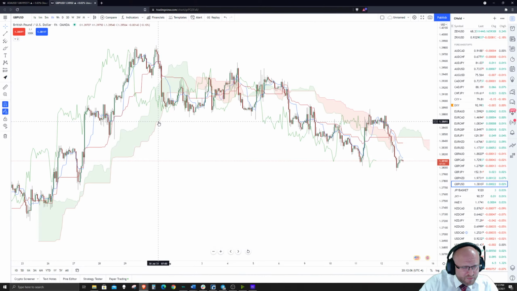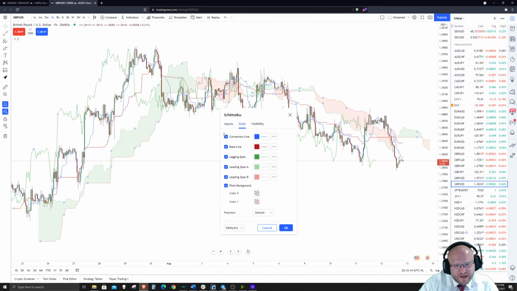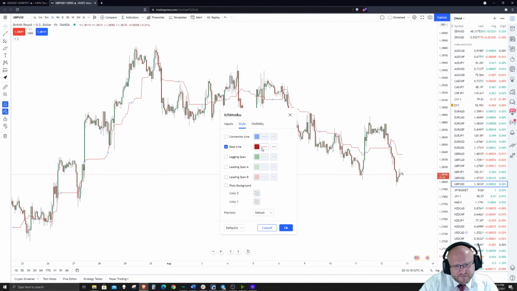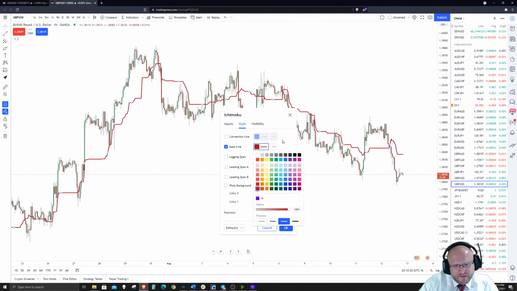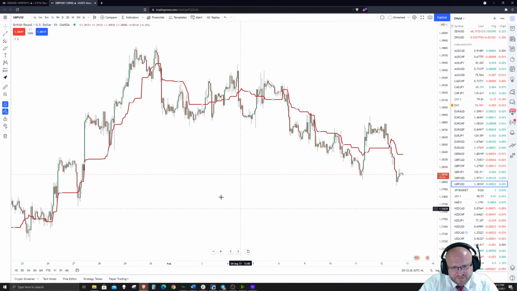Once you have that pulled up, double click anywhere on it to bring up the options, and go to style. Get rid of everything except the baseline. That's all we want. And make the line a little thicker so you can see it. That's a personal preference; it's not necessary.